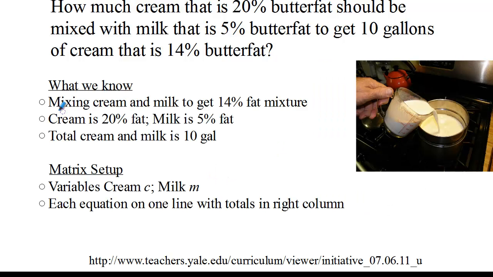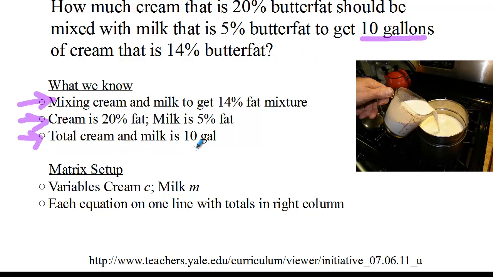So what do we know here? Well, we're mixing the cream and the milk to get a 14% butterfat mixture. Okay? What we're trying to do is come up with the equations that link these two things together. And we've got cream and milk, so we've got 2 things. We're going to need at least 2 equations to make this work. We also know that the cream is 20% butterfat and the milk is 5% fat. And then something that is often left out in these kinds of situations is remember that they have to add together. And they're adding together to get 10 gallons.